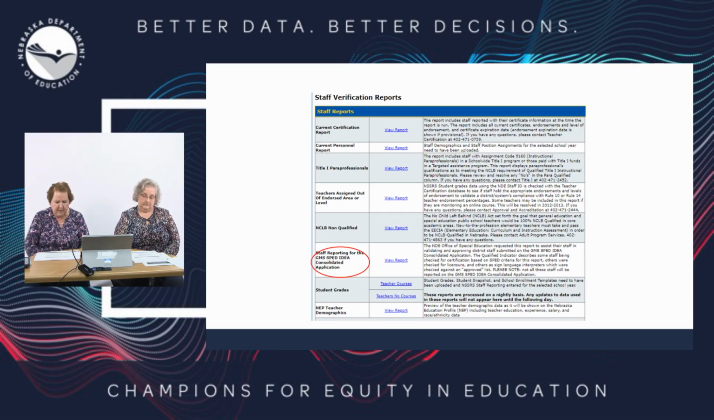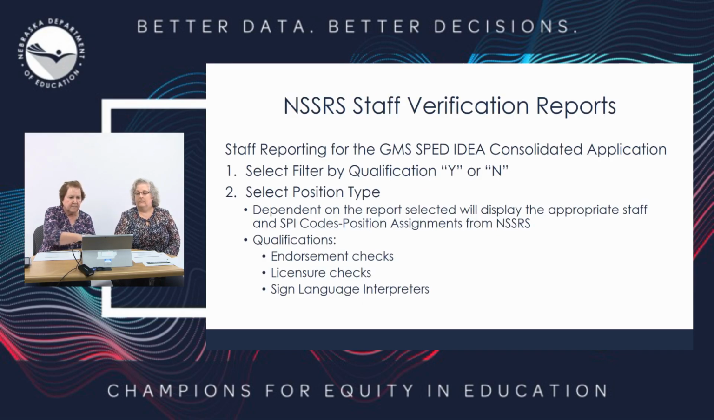It's called the staff reporting for the GMS SPED IDEA consolidated application. And that report, you can make some selections that will help you know what staff data are reimbursable. And if you're missing some, then you need to make the corrections on the staff reporting. So on the staff reporting for GMS SPED IDEA consolidated application, you can select a filter by qualification of yes or no. And the yeses are the ones that are reimbursable.